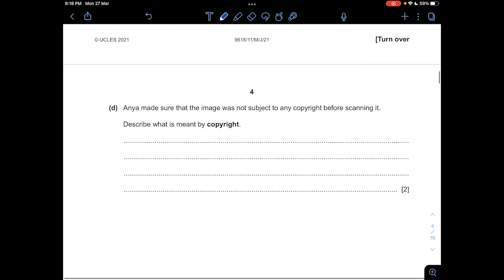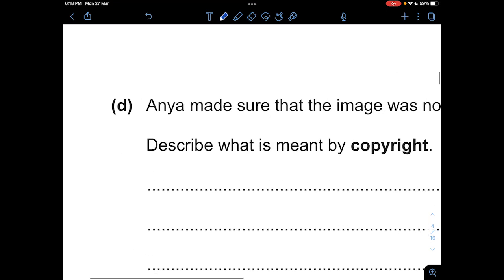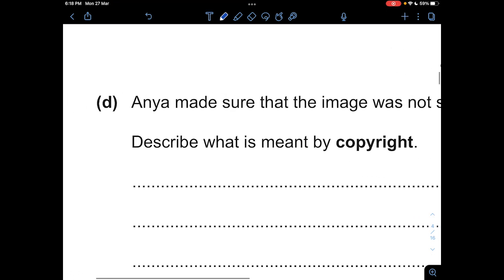Okay, so now Anya made sure that the image was not subject to any copyright. So what is copyright? Copyright is basically legal rights to ownership.